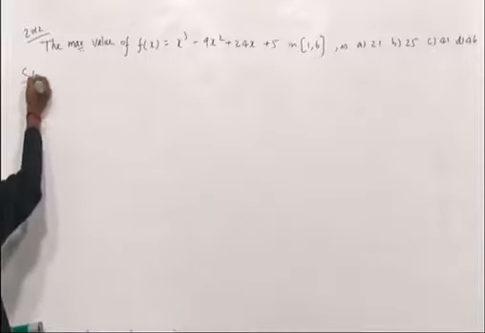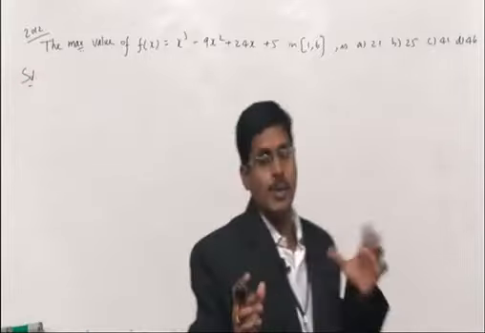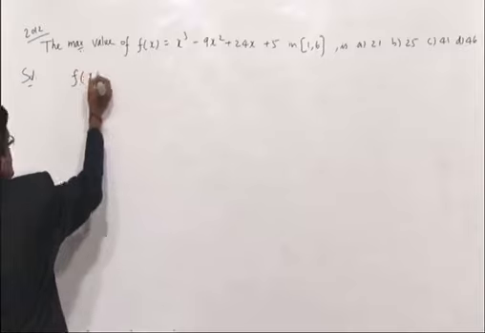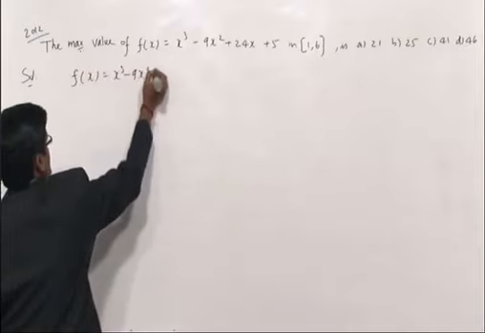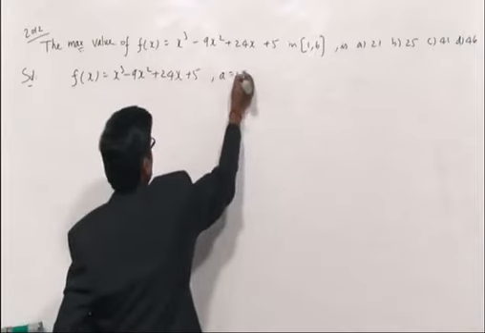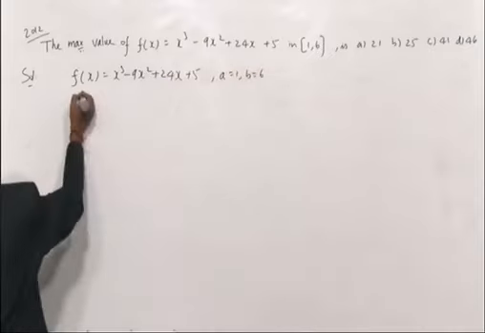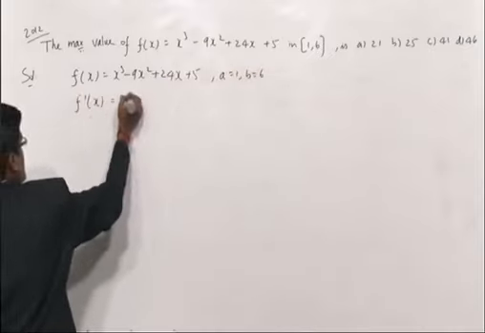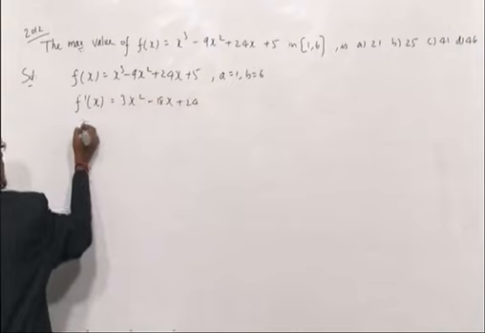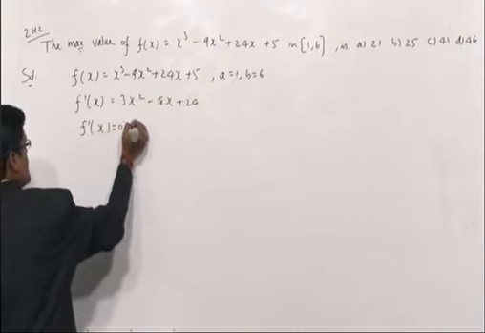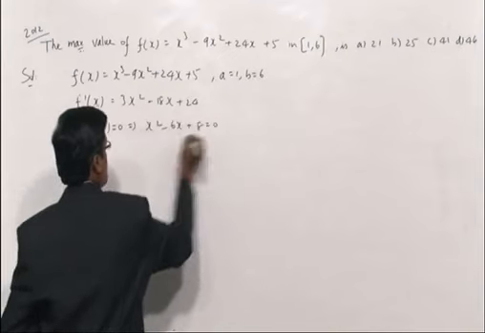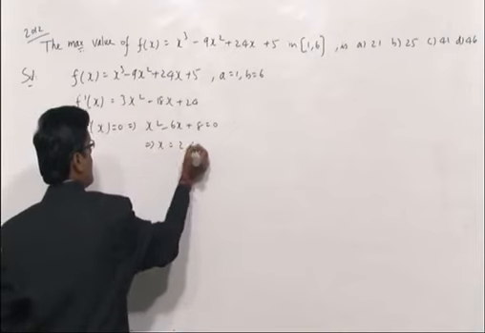Solution. Here a closed interval is given. There are problems defined in a closed interval, and problems without an interval also. There are two types of maximum minimum procedures, for one variable only. f(x) = x cube minus 9x square plus 24x plus 5, a = 1, b = 6. First step, finding f'(x): 3x square minus 18x plus 24. So f'(x) = 0 means 3 is common, send it to the right side, which simplifies to x square minus 6x plus 8 = 0. Solving this equation, we get 2, 4.